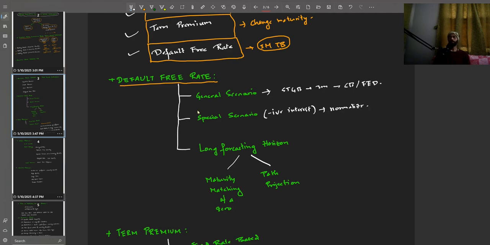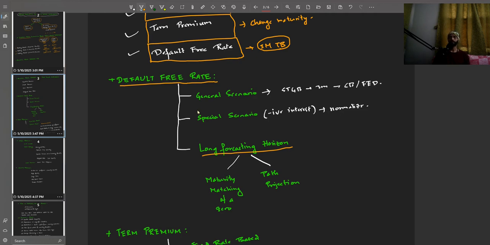You have to normalize this default free rate. For example, if you consider that interest rates are negative, that means the growth prospects or the general expectation of growth is very, very low, and people are looking for quality assets or safe assets to invest in. So the amount of fear in the markets is very, very high. That kind of premium can be added to the default free rate when considering this kind of special scenario, right? One more variation can happen when you are considering longer forecasting horizons.